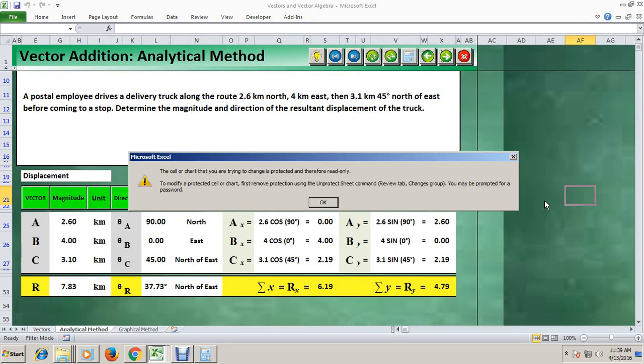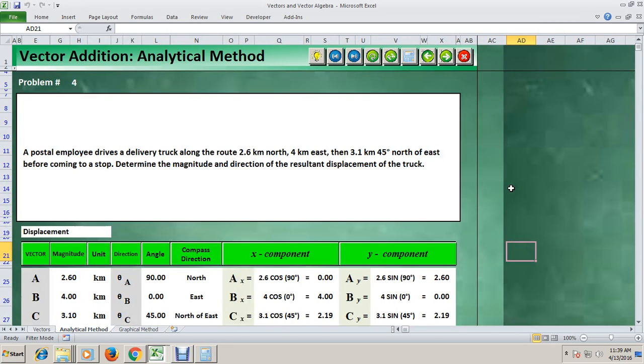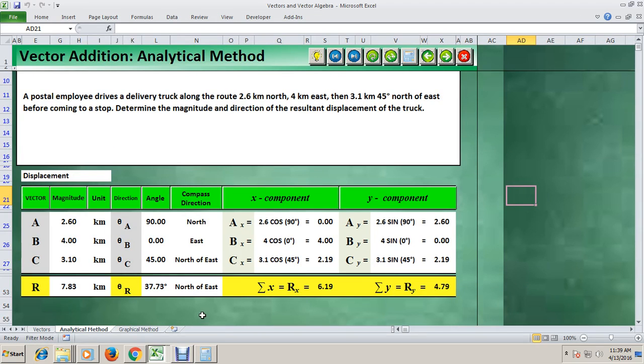Mathematically or analytically, this is done as presented here. So, based on the description, each of these three angle measurements was measured from x. Therefore, we will be employing cosine to compute for each of the components in x, and we will be employing sine in order to compute for each of the components in y. Now again, cosine 90 degrees would be 0 multiplied with 2.6, that gives you 0. Cosine 0 is 1, multiply that with 4, gives you 4.